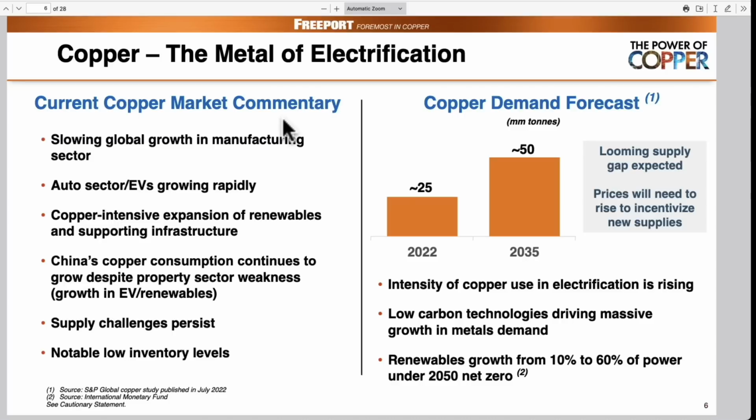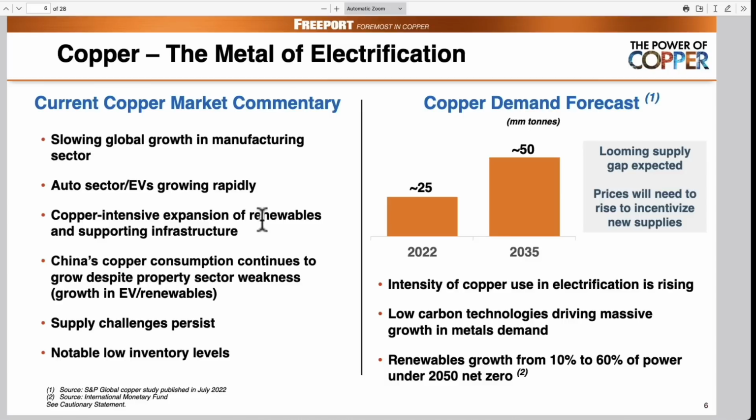This is slide 6 from the conference call presentation. I do encourage you to listen to the conference call if you are interested in copper or the copper miners. It's quite interesting. Current copper market commentary, and he says it better than I can, but I'll just basically read to you what's here. Slowing global growth in the manufacturing sector. However, in the auto sector, EVs are growing rapidly. I will have something to say about that shortly.